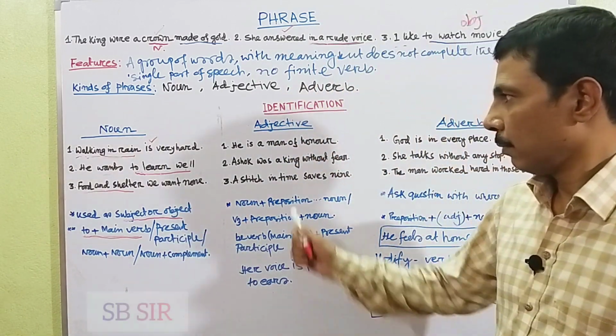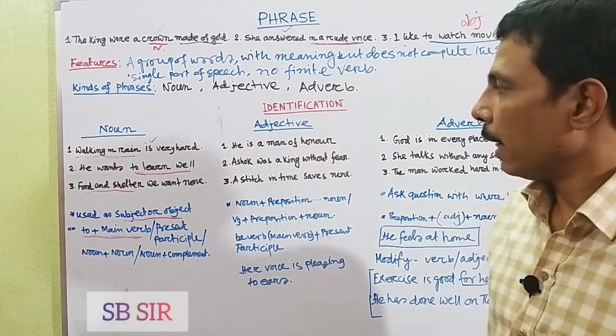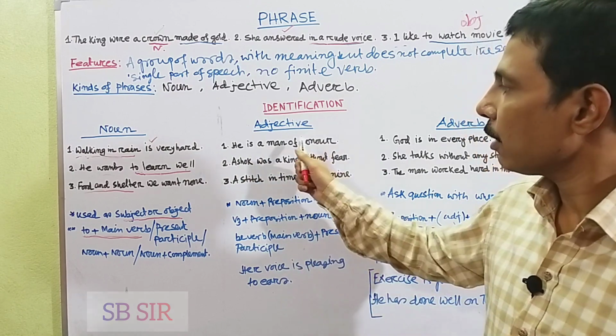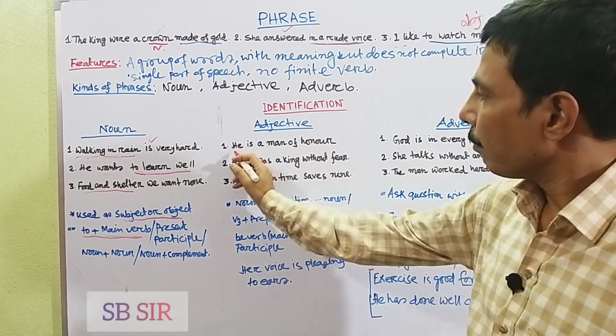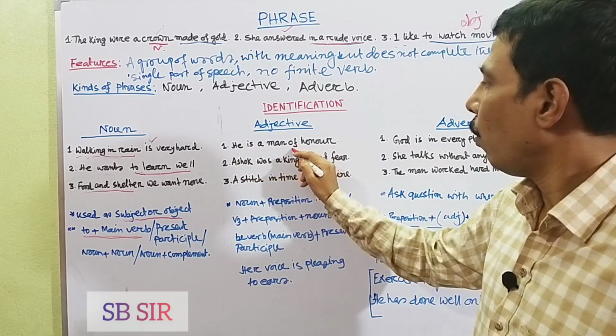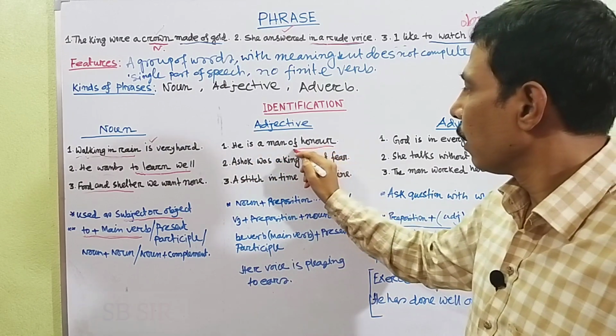Now we come to the adjective phrase. An adjective modifies a noun or pronoun. Here an adjective phrase modifies a noun. I have given the example: he is a man of honor. Of honor is part of a phrase.